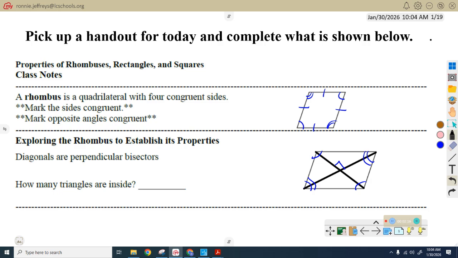So when we draw the diagonals, how many triangles are on the inside now? Four. Yes, at least I saw somebody's fingers. There's four, and also they're all congruent.